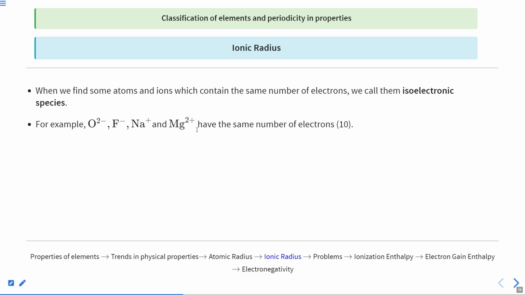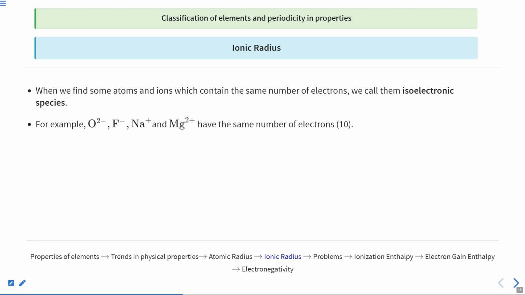How can we see it? If you take the case of oxygen, how many electrons does it have? It has 8 electrons, right? Now what we have done is added 2 negative charge. It means that we have added 2 electrons. So what is the total number of electrons now? 10. What about fluorine? Fluorine has 9 electrons. We have added 1 negative charge, so 1 electron will be added. That will again result in 10 electrons.